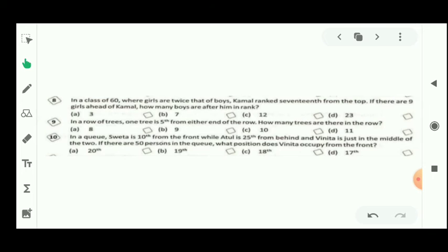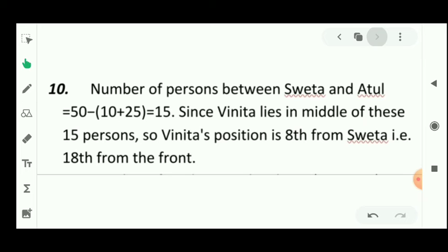Next question is, in a queue, Sweta is 10th from the front while Atul is 25th from behind and Vinita is just in the middle of the two. If there are 50 persons in the queue, what position does Vinita occupy from the front? Let's see the solution of this question.